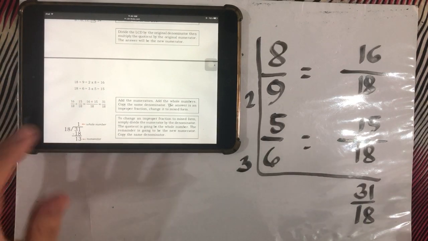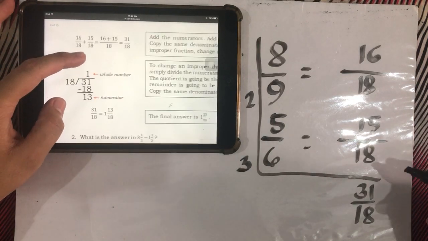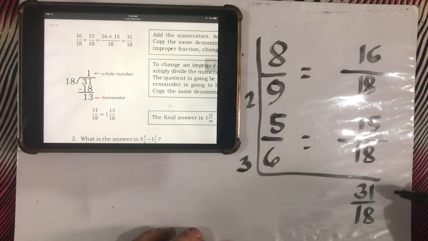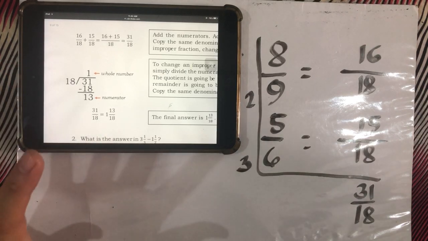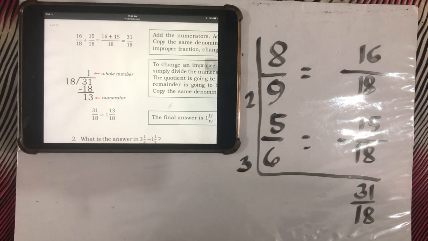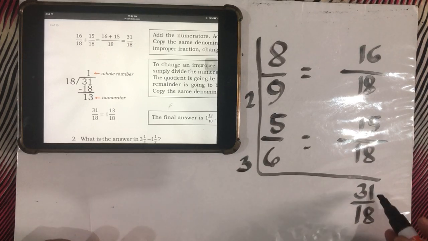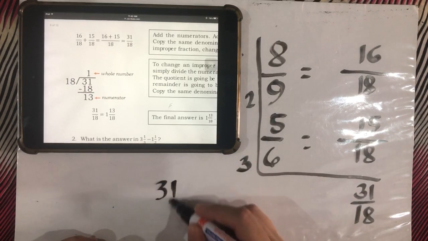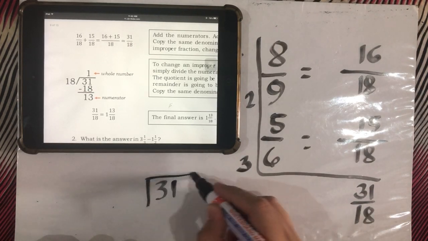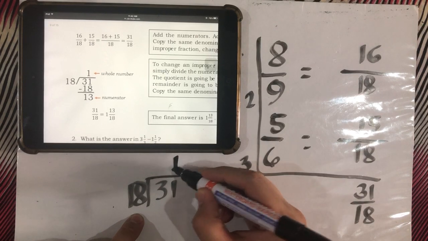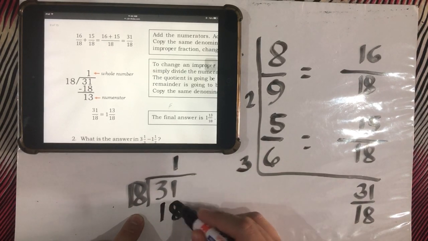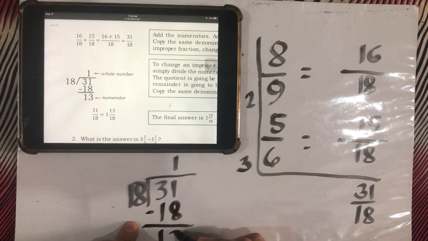Kaya lang makikita natin dyan, improper fraction kasi mas malaki yung numerator kaysa sa denominator. So ang kailangan mong gawin, i-divide mo siya. You will get an answer which is a mixed form. So paano yon? Yung 31 na numerator sa loob, yung 18 na denominator sa labas, divide mo na yan, 31 divided by 18, so you're gonna have 1. 1 times 18, you have 18, subtract, you have here 13.